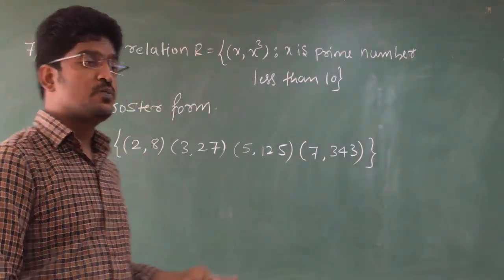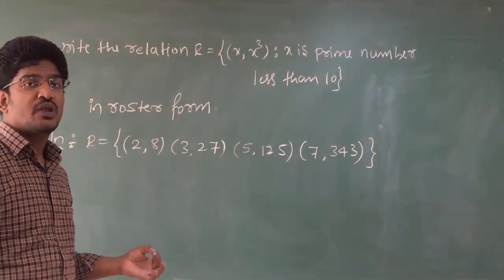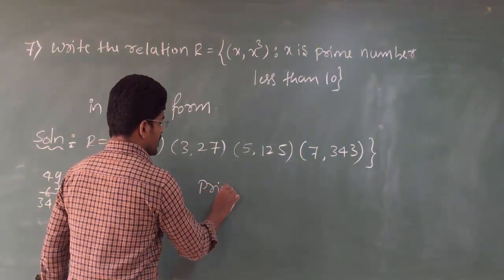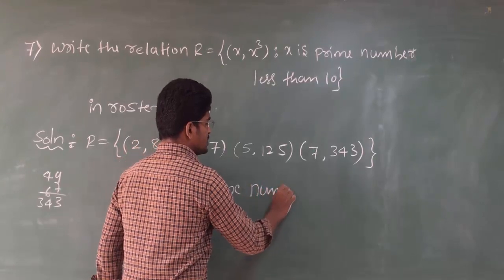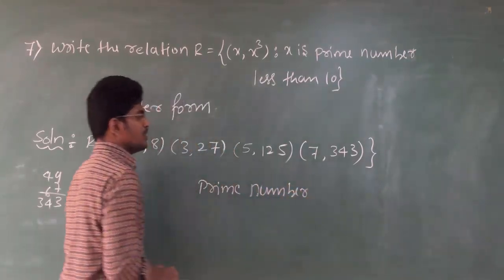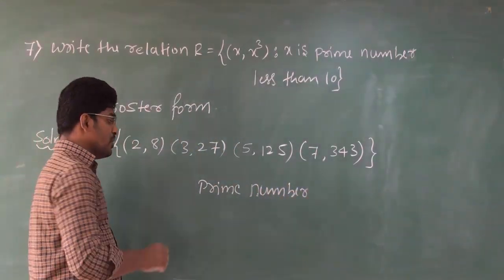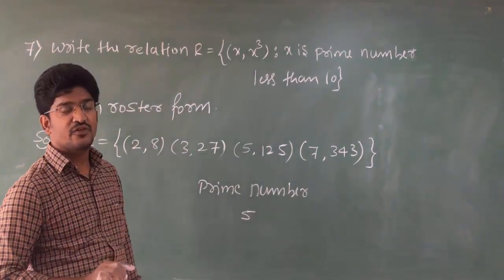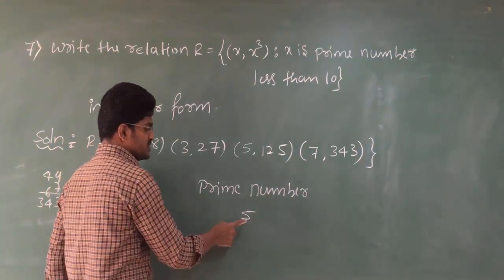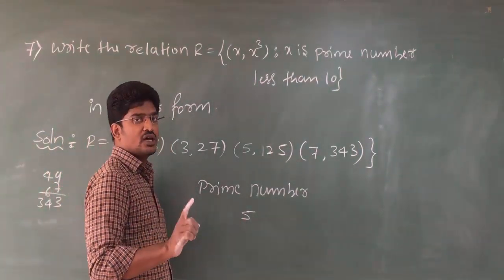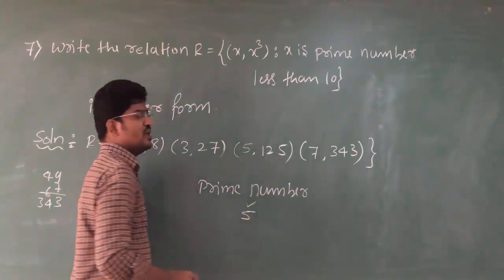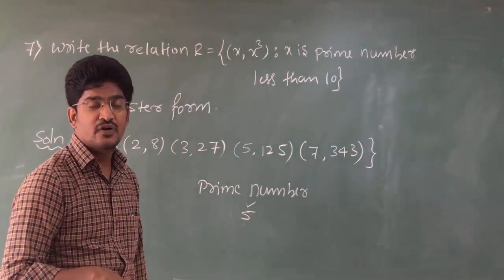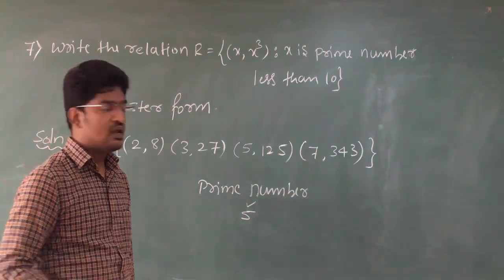Clear? So 2 is prime, 3 is prime, 5 is prime, 7 is prime. Please remember students, prime number means a number which, for example 5, is divisible by itself and 1. It is divisible by itself and 1. Okay, so that's why 5 is called prime. 7 is also divisible by itself and the other number is 1.